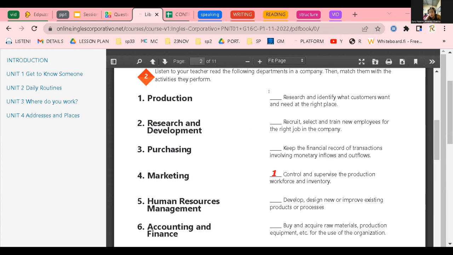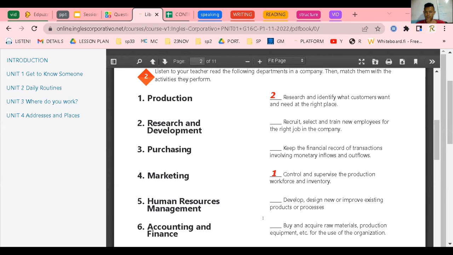Number one. Number two? Number one. Okay. Number five: research and identify what customers want and need at the right place. Research and development. Purchase. Number one is two. Yes, I'm sorry, it's two. This is control. Number one is control and supervise. Okay. Number three, purchasing.